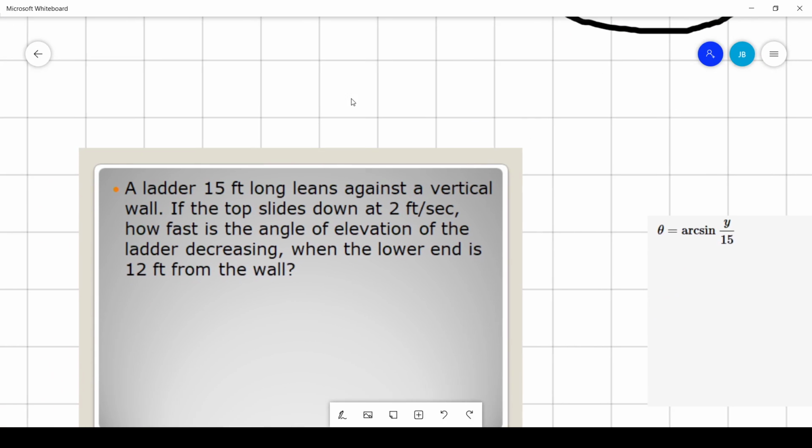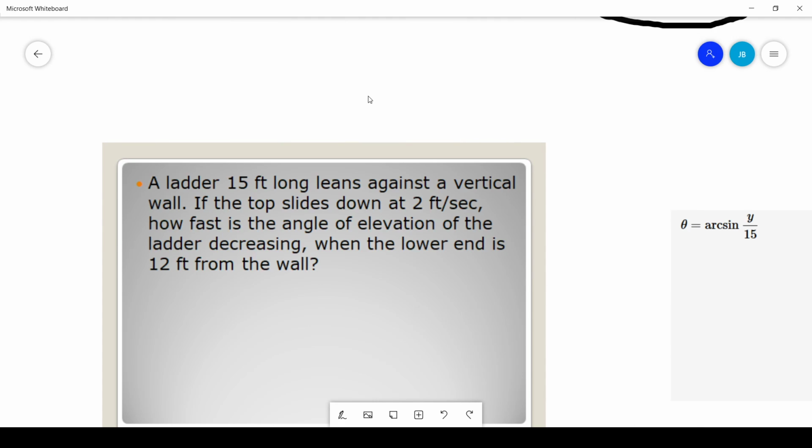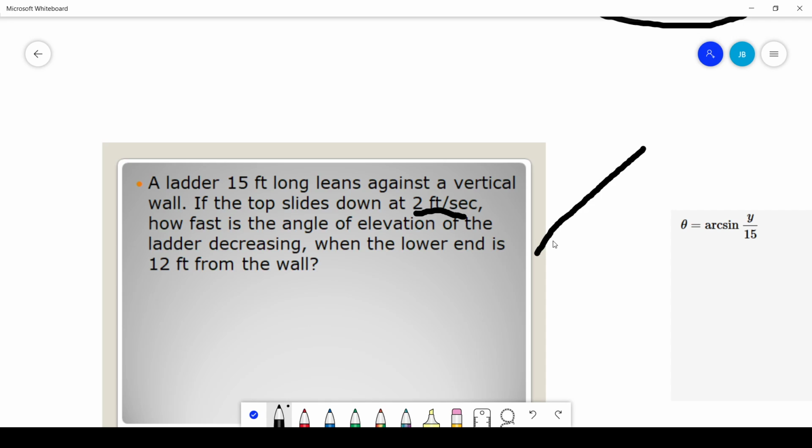Now for our next example. A ladder 15 feet long. This one is a time rate application, because we can determine it's a time rate from a word right here, that's 2 feet per second. So a ladder 15 feet long leans against a vertical wall, and the top slides down. So here is the ladder, and it leans against a vertical wall. This is the vertical, right? This is the wall, and this is the ladder.